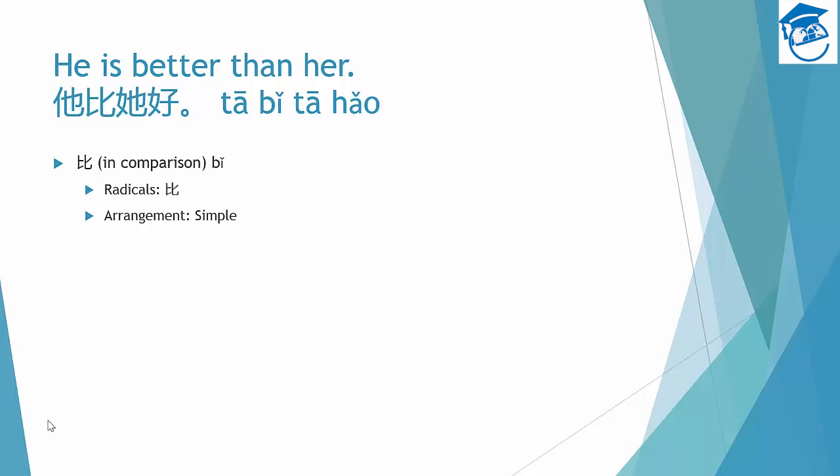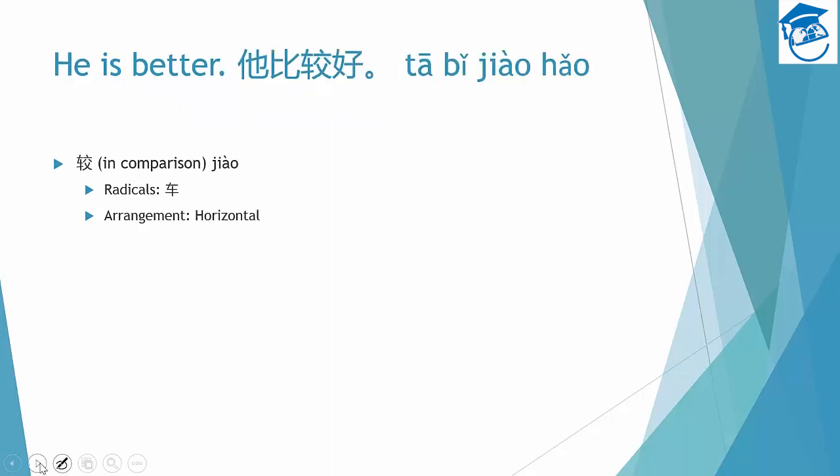Okay? So next one is just a simpler one. He is better. 他比较好. So 较 is also means comparison. This is the pinyin and the radical is this one, what's on the left here. The arrangement is horizontal because again you have left and right components.